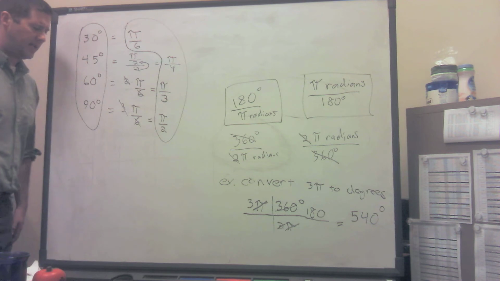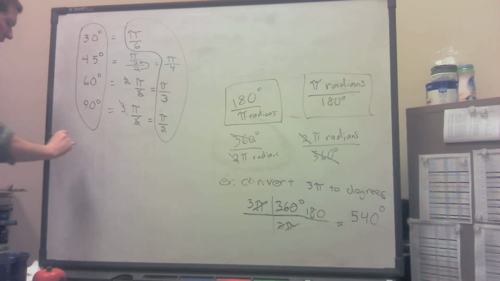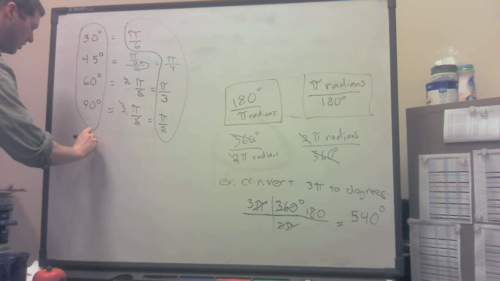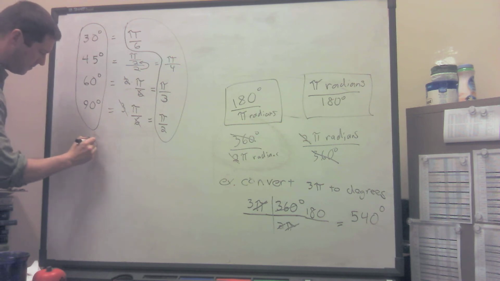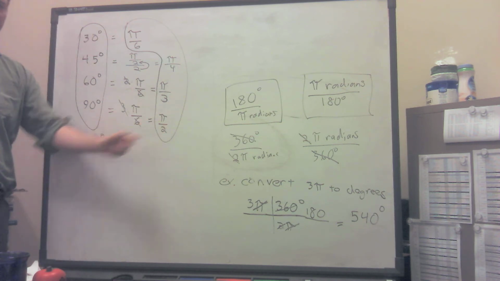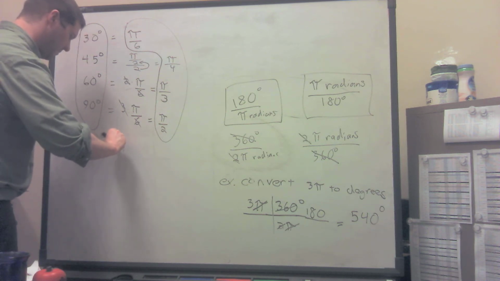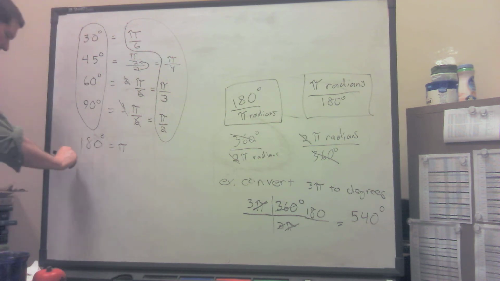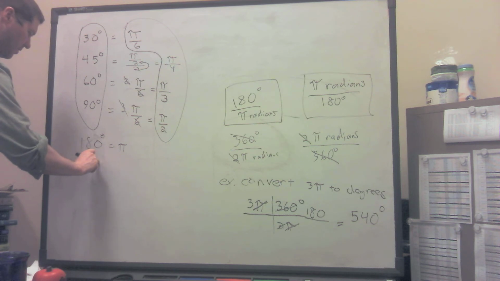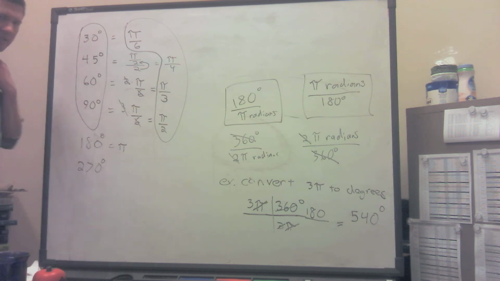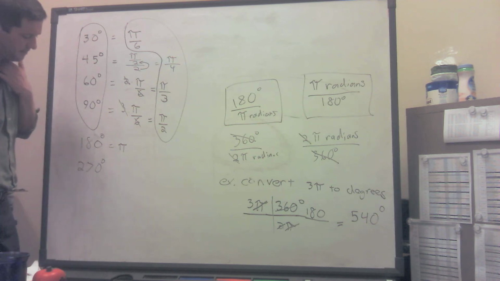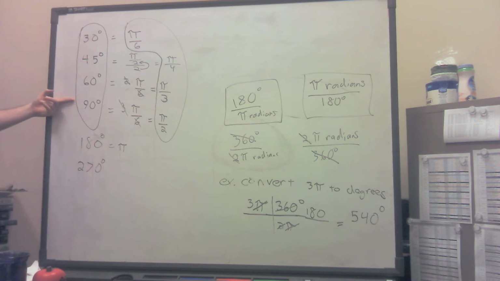We keep on going. 180, I already know 180. That's 2 times pi over 2, which is just pi. We could do 270. That's another one of our angles that's right there on our axis. That's 3 times 90, so that should be 3 times pi over 2.